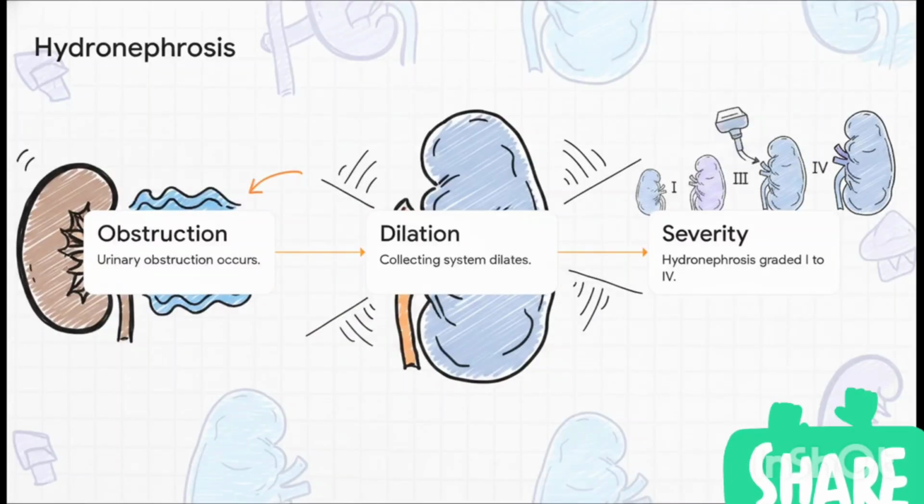And this brilliantly illustrates the chain reaction of what happens when one of those stones gets stuck. Step 1. A urinary obstruction occurs. Because the urine can't drain, step 2 kicks in. The renal collecting system begins to dilate or stretch out as pressure builds up. This leads directly to step 3, a condition called hydronephrosis, which translates to water inside the kidney. Depending on the severity of the swelling, sonographers will actually grade this hydronephrosis on a scale from grade 1 to grade 4.